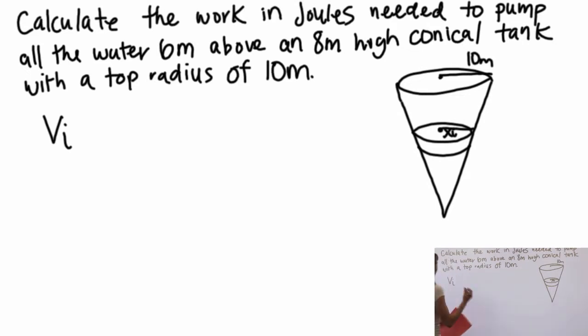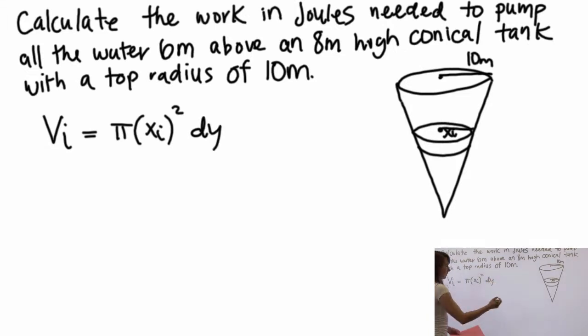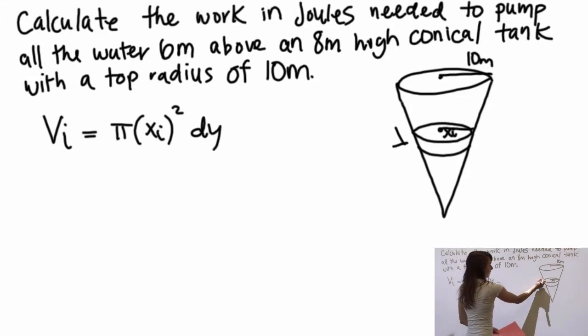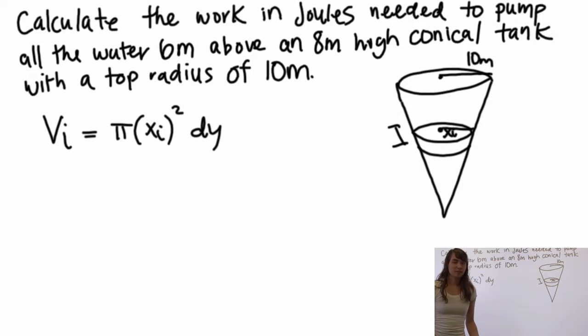So we're going to have pi times x sub i squared times our dy, with respect to this distance right here. Then we need x sub i in terms of y, because we're integrating in terms of y.